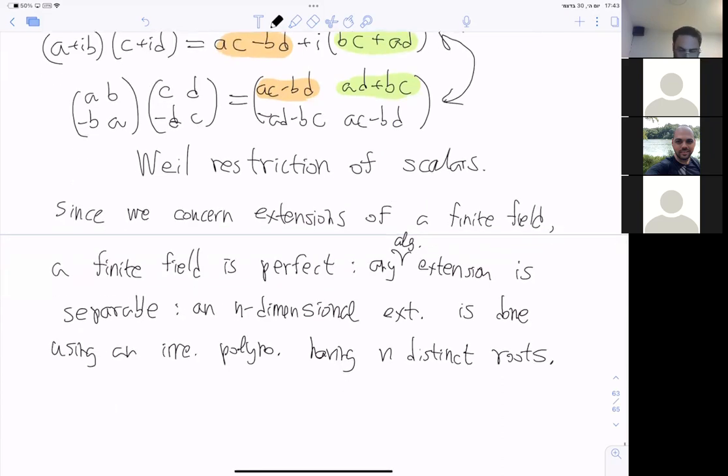Okay. So we don't have to be worried about extensions which are not separable. Okay.